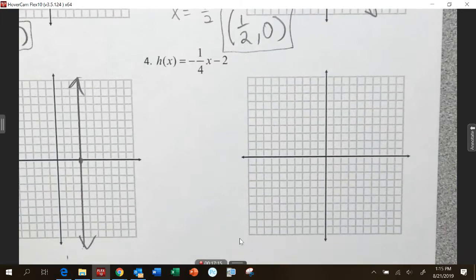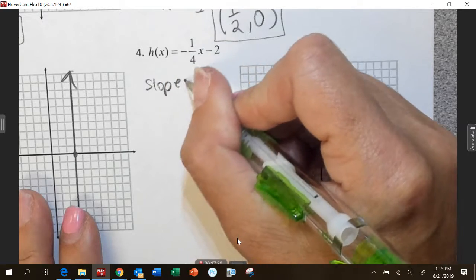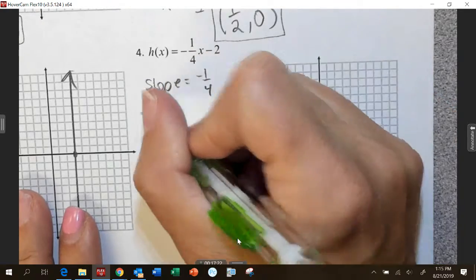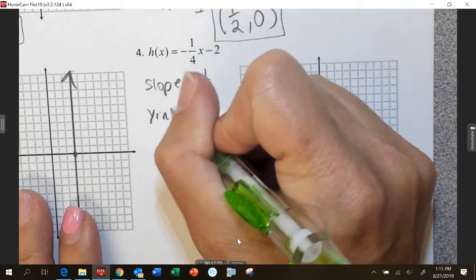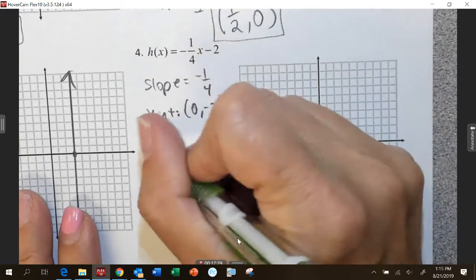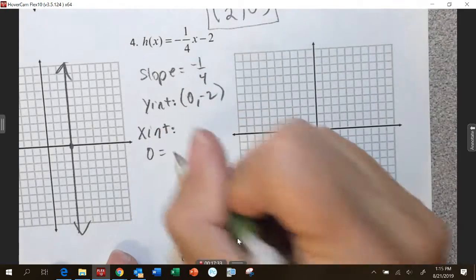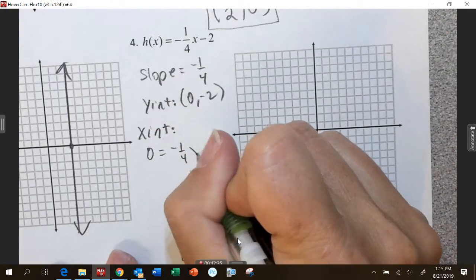Okay, so number 4, slope is -1/4. Y-intercept, we write as an ordered pair 0, -2. Then the x-intercept you have to solve. So you do 0 equals -1/4 x minus 2.